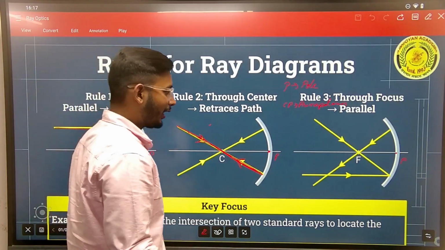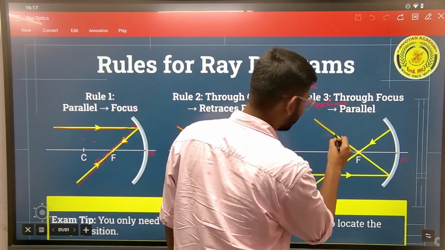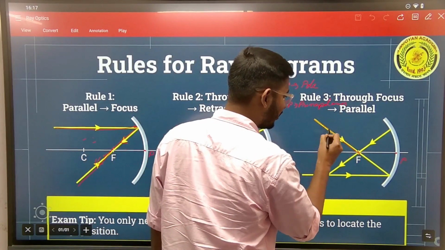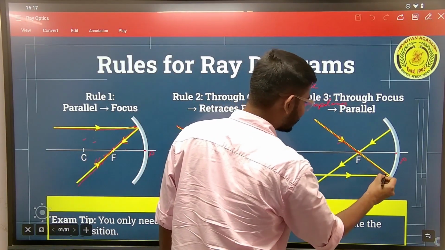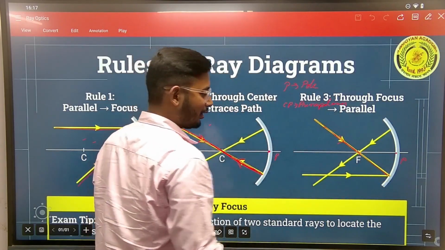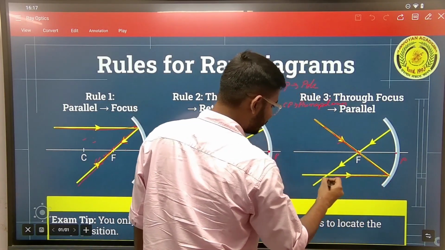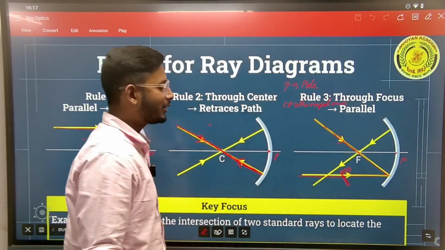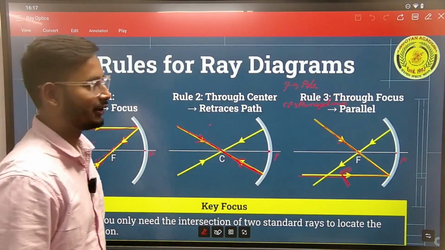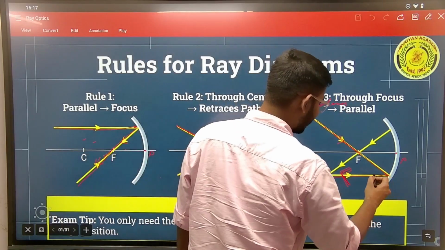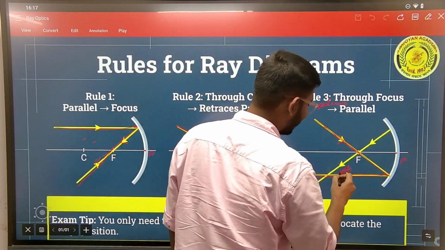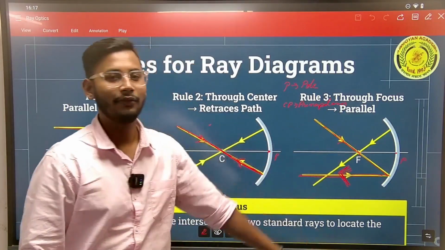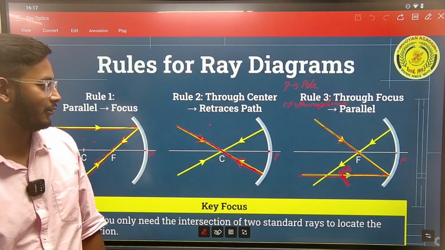And the incident rays which are going through the focus, after reflection, the reflected ray goes parallel to the principal axis. The reflected ray becomes parallel to the principal axis when the incident ray goes through the focus. Okay, done.